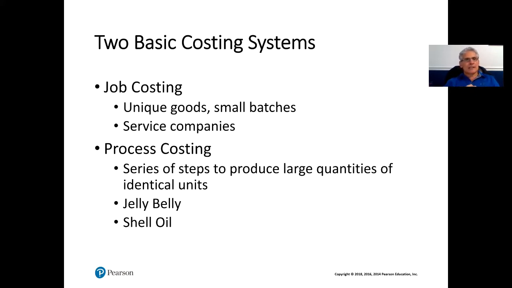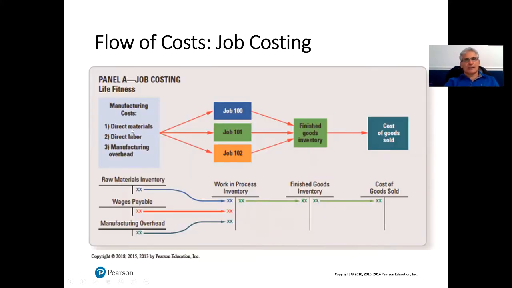Process costing is a series of steps to produce large quantities of identical units. The examples here are Jelly Belly and Shell Oil. And again, when I think of process costing, as I mentioned before, I think of bottling plants where you see a whole bunch of the same type of liquid being bottled, whether it's sodas or alcoholic beverages, just bottling plants that produce a large quantity of the same product.